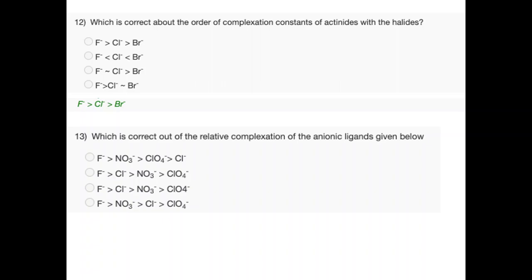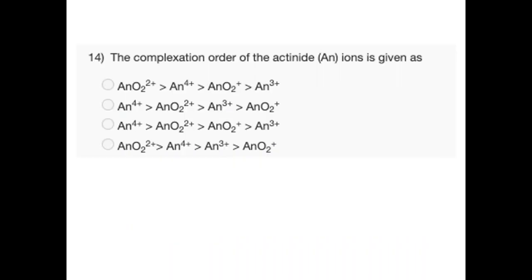Which is just correct out of the relative complexation of the anionic ligands? F- is highest, then NO3-, then Cl-, and then ClO4-. The complexation order of the actinide ions is given as what? Option 1, AnO2 2+, An4+, AnO2+, An3+. Then An4+, AnO2 2+, An3+, AnO2+. Then An4+, AnO2 2+, AnO2+, An3+. Then AnO2 2+, An4+, An3+, AnO2+. And the right answer is An4+, AnO2 2+, An3+, AnO2+.